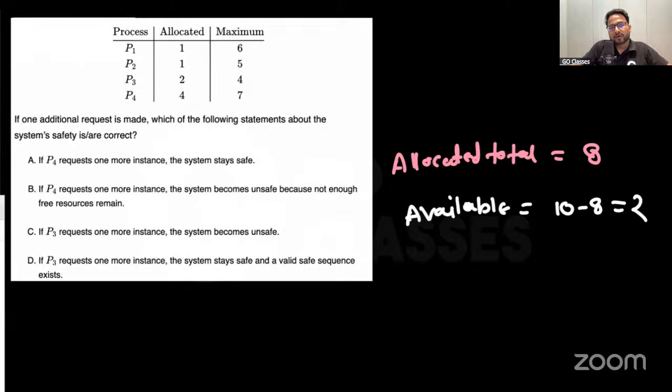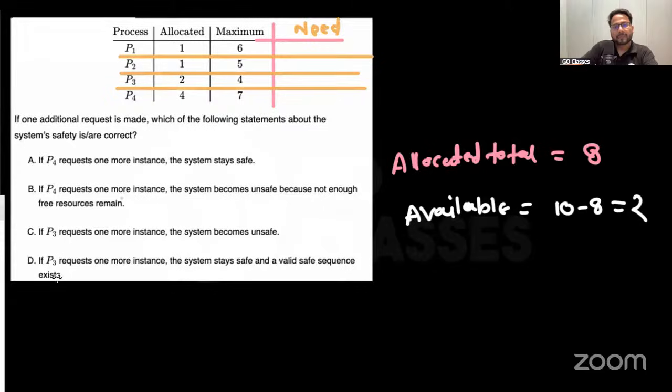Now let me also calculate the need first. I hope you know how to calculate need, right? It is just the maximum minus allocated, so its need will be 5. Yeah, this will be 5, this will be 4, right? This will be 2, and this will be 3. Okay, this will be the need.